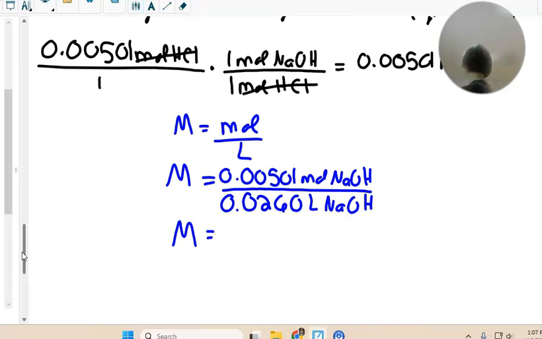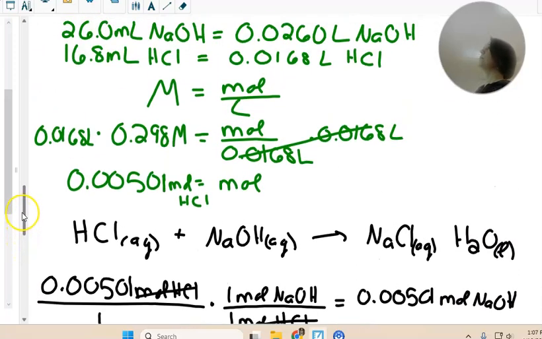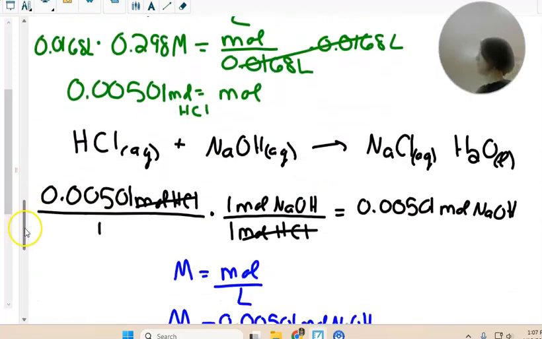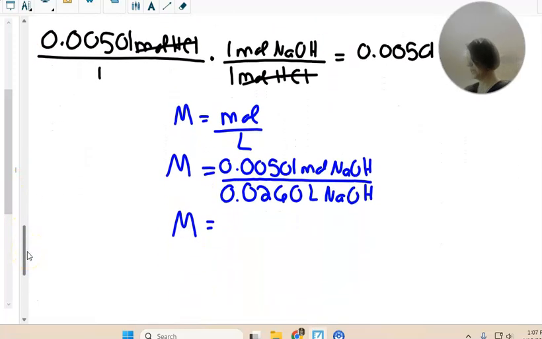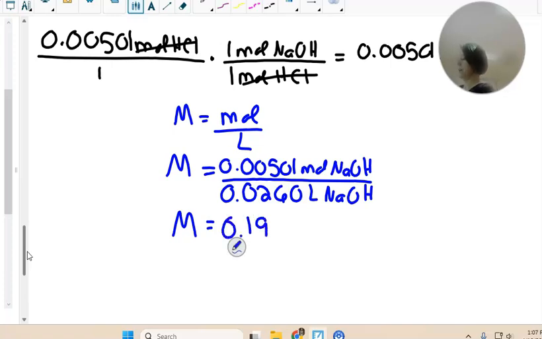So now is when you can grab out your calculator. We're going to do 0.00501 divided by 0.0260. And we're going to use our answer in how many sig figs? We get 3. So the molarity is 0.19, and then it's 26, so 3, and our unit for molarity is molar.